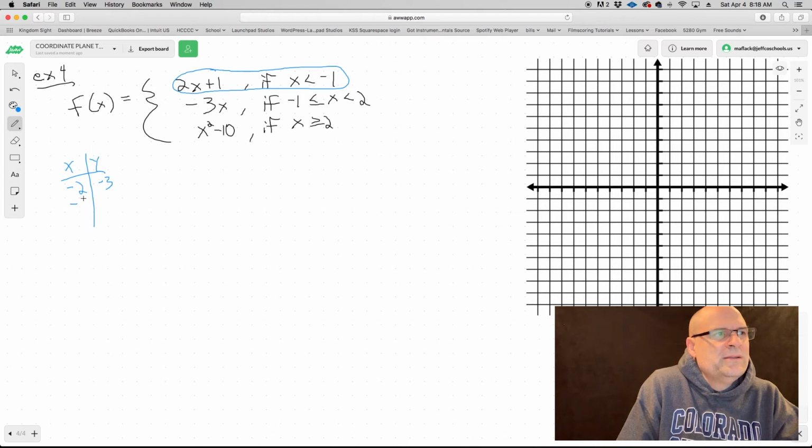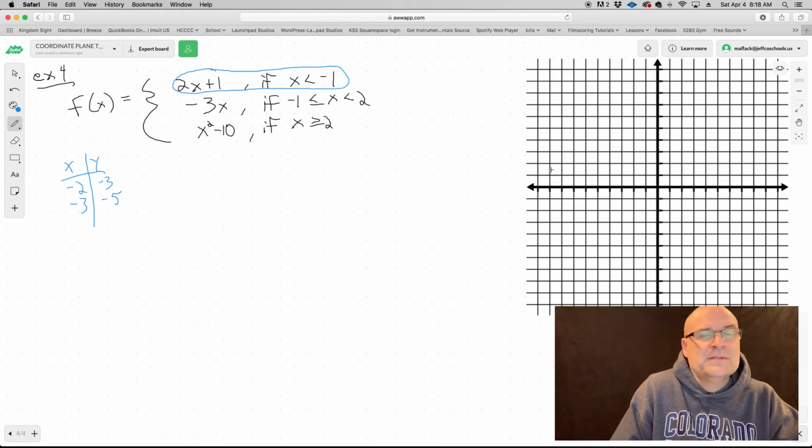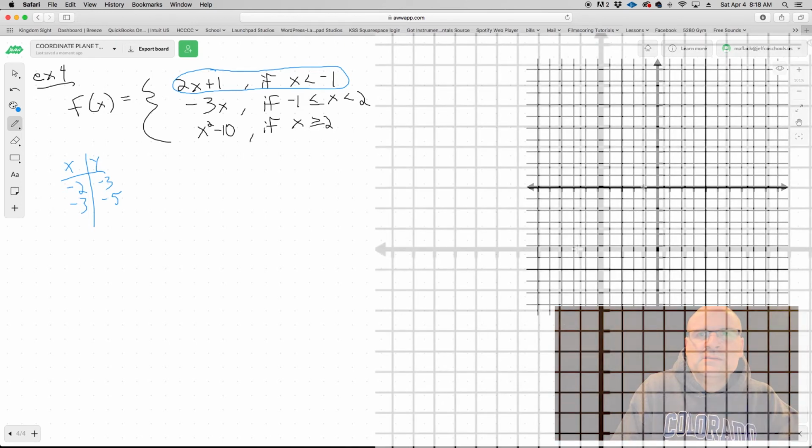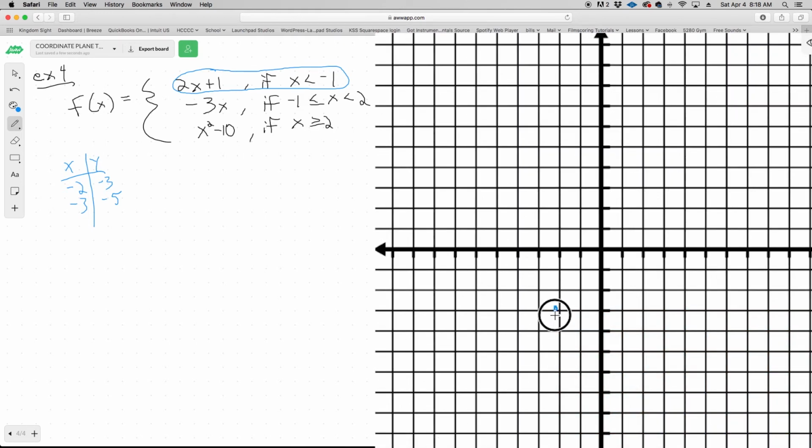All right, let's try -3. 2 times -3 is -6 plus 1, which is -5. All right, so if I graph those, -2, -3, left 2, down 3, left 3, down 5. These are just going to keep going following that pattern, okay? And where it's going to stop is right here at -1. So this guy looks like that, okay? We know it's a straight line. It follows a straight line because that's a linear equation.